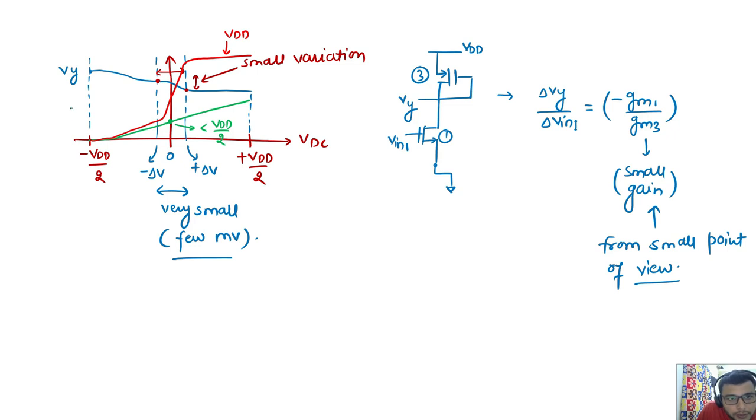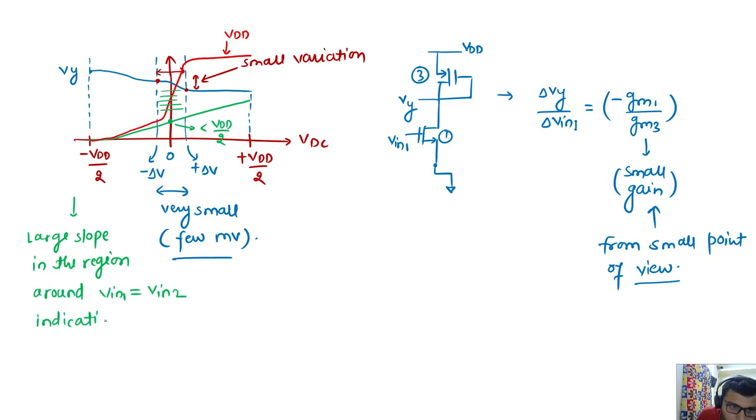This large slope in the region around the V common mode region is an indication of large gain. So we can see this from both the small signal and large signal points of view. This is the variation of the output signal, this is my Vout, and this is the Vx variation. This is the Vout variation, and the current variations I already mentioned on the previous page.